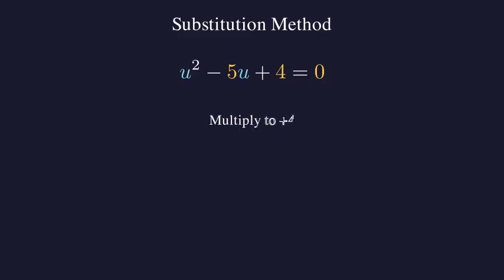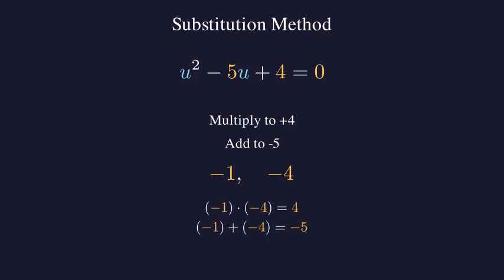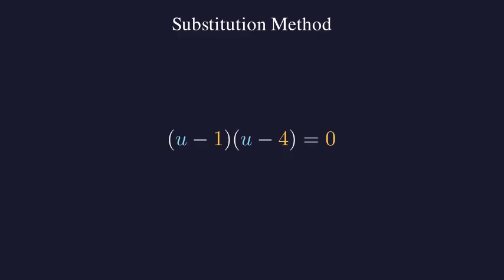We need to find two numbers that multiply together to give the constant term positive 4 and add together to give the middle coefficient negative 5. The numbers negative 1 and negative 4 work perfectly because negative 1 times negative 4 is positive 4 and negative 1 plus negative 4 is negative 5. We can now write the equation as the quantity u minus 1 multiplied by the quantity u minus 4 equals 0. By the zero product property, this implies two possibilities: either u equals 1 or u equals 4.